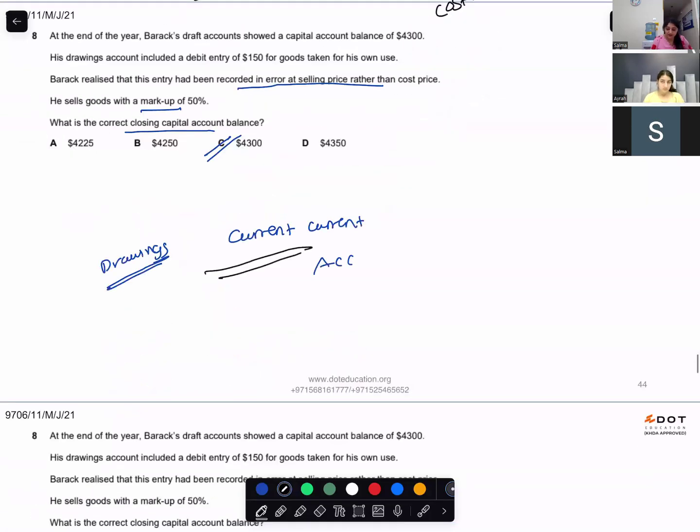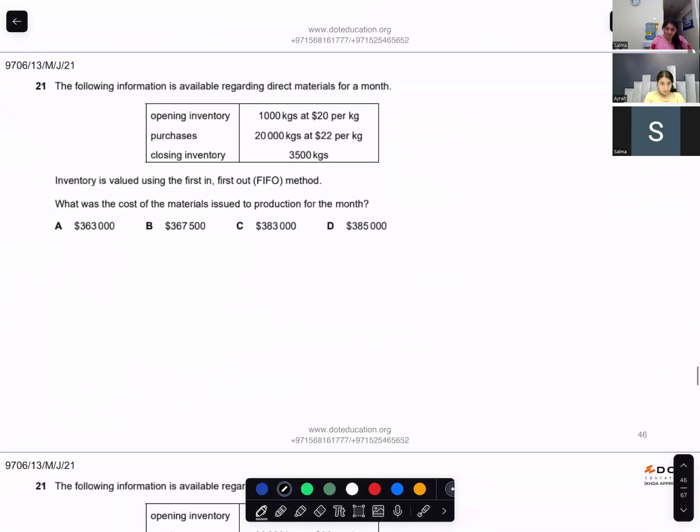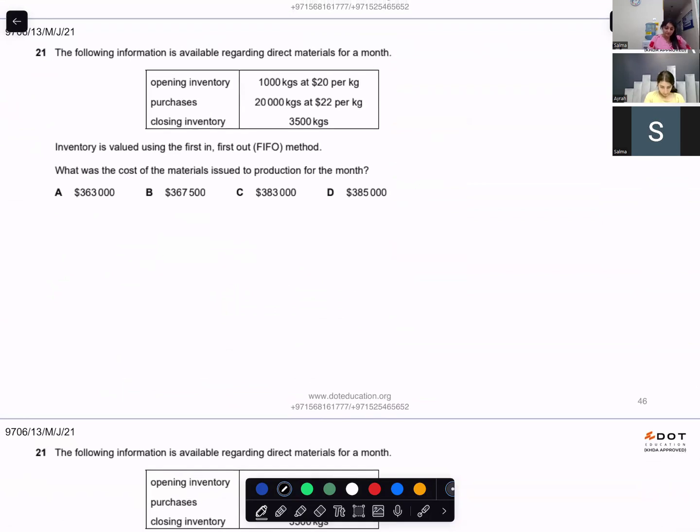Okay, go ahead. This one I got wrong and I don't know what I'm doing. What was the cost of the materials issued to production for the month? So you had opening inventory of 1,000, you've purchased 20,000, and you have closing inventory 3,500. So issued to production would be 21,000 minus 3,500, 17,500 kgs.